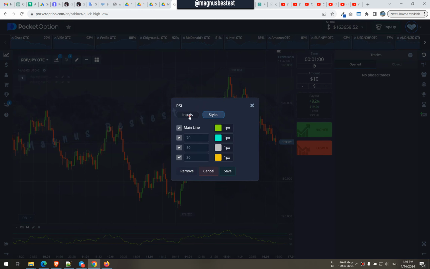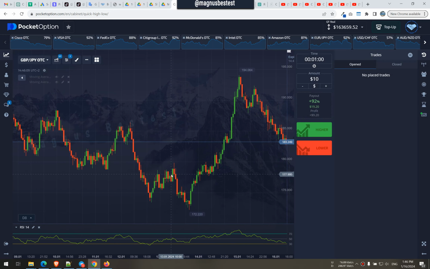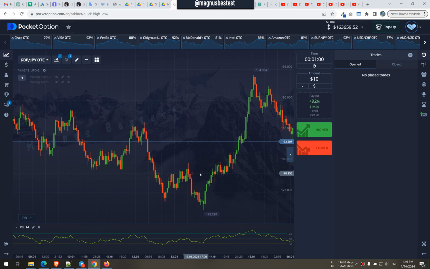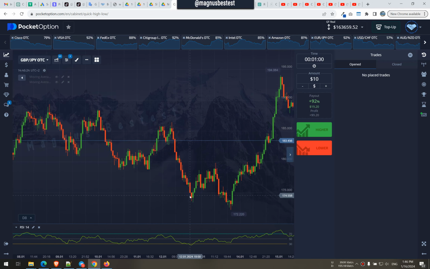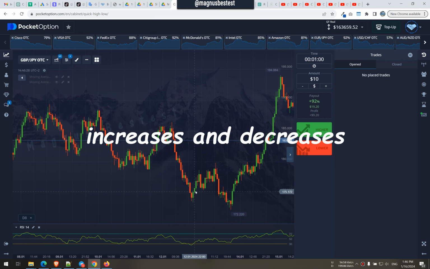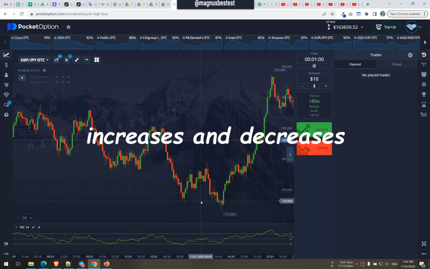We will just leave the colors as they are, and RSI is a momentum indicator. So basically, it gives you an idea of how trending we are in an asset. What's the percentage of increases in price or decreases in price on average?